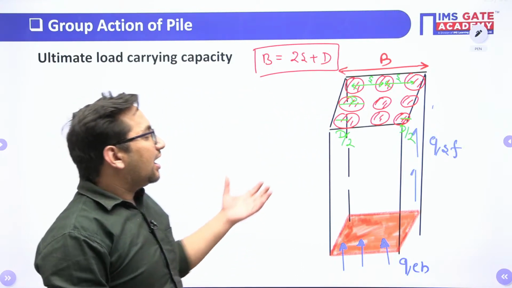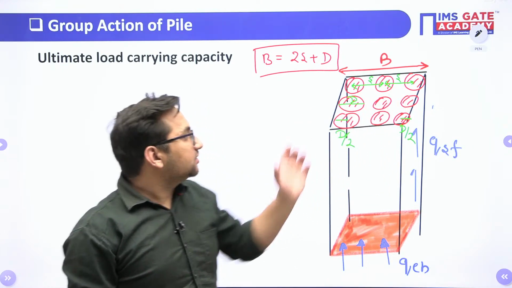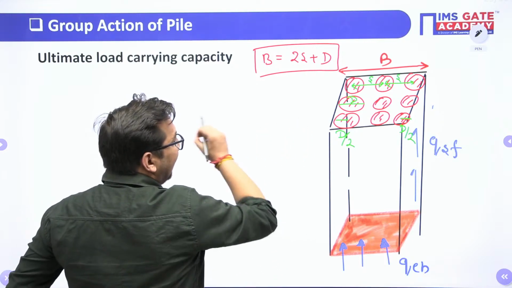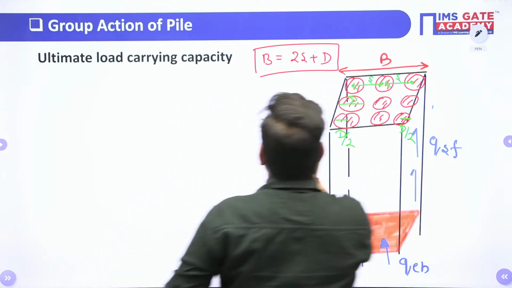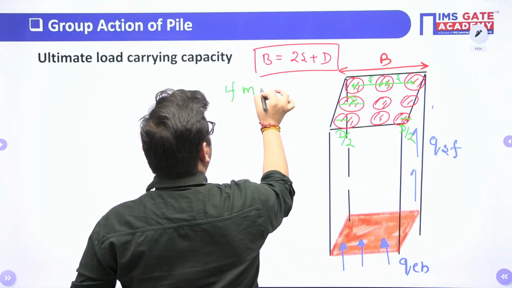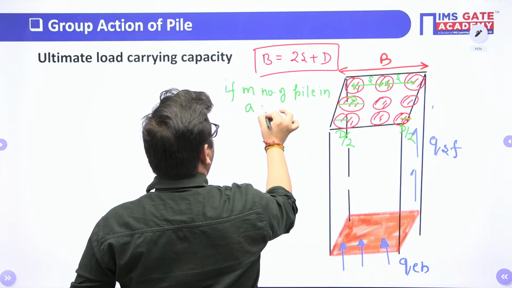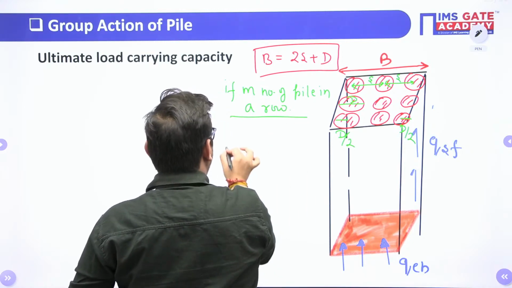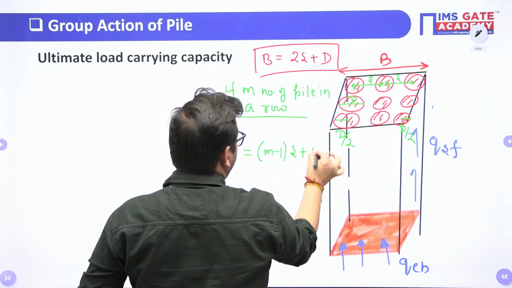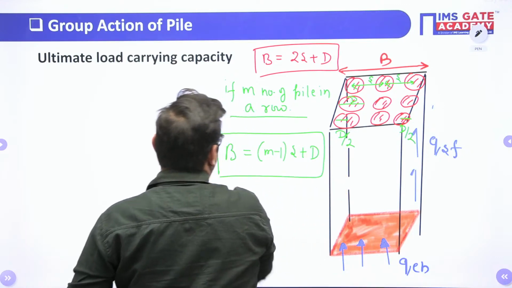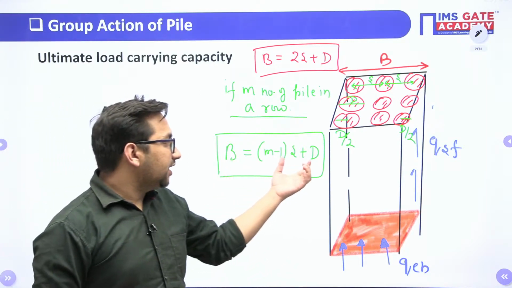This is when our group is having 3 piles in a row, right? So if I make it generalized, let's suppose there are m number of piles in a row, so what will be my B value? It will be (m minus 1) into S plus D, yes or no? Clear? So it will be (m minus 1) into S plus D.